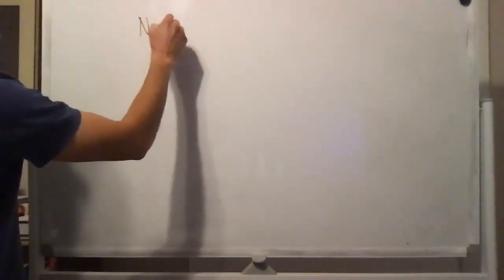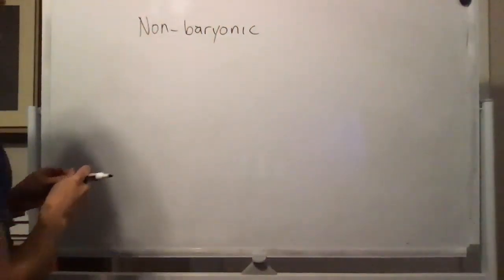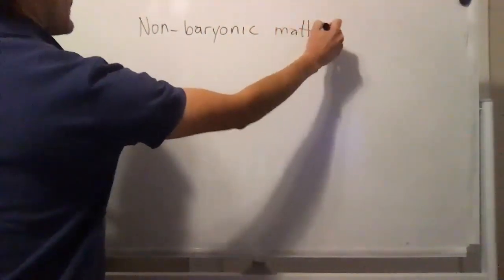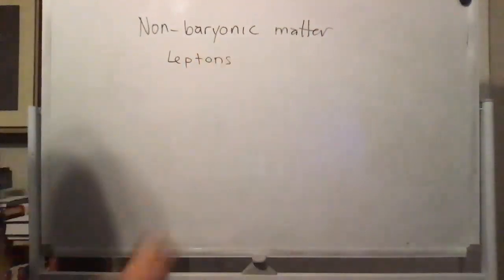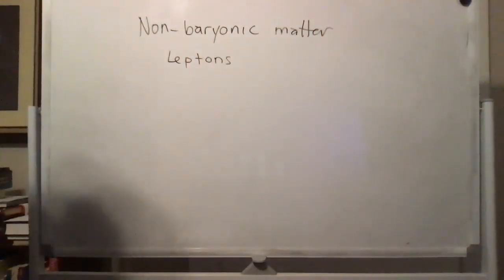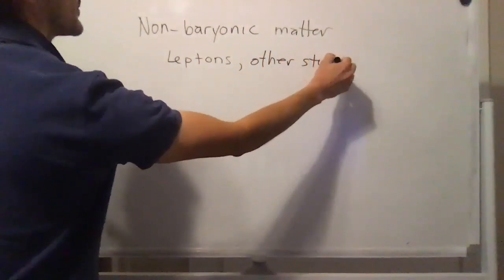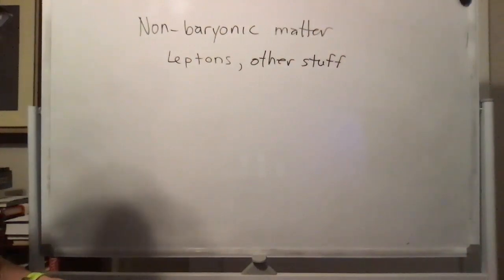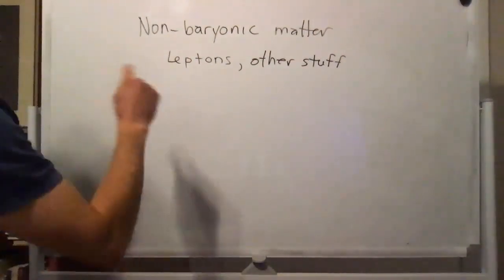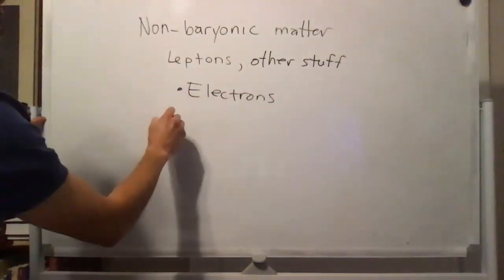So what is non-baryonic matter? Well, there could be leptons, like electrons. There could be other stuff that we don't know about. So is it possible that all the dark matter halos are created by electrons? Or neutrinos?